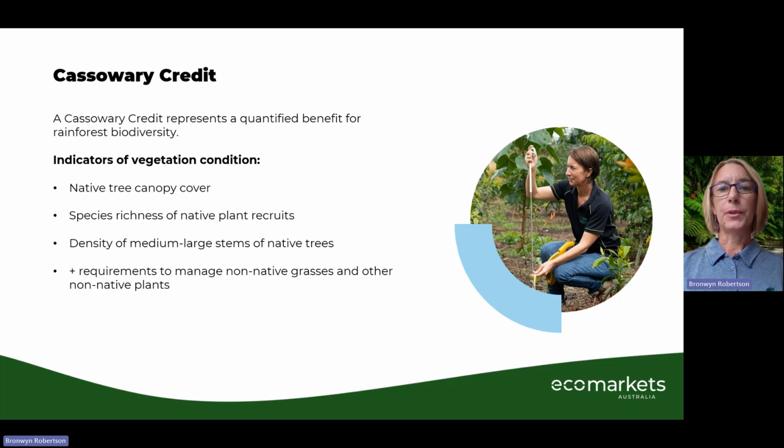A Cassowary credit represents a quantified benefit to rainforest biodiversity that supports regional communities in the wet tropics. Using the replanting methodology, indicators of vegetation condition are measured to quantify the benefit from a project. Indicators to be measured in the replanting methodology have been selected for their relationship to forest regeneration processes and their likelihood to show substantial change within the 25-year timescale of projects. I'd refer you to the methodology explanatory statement, which includes scientific and technical information to explain the selection of indicators to measure vegetation condition.